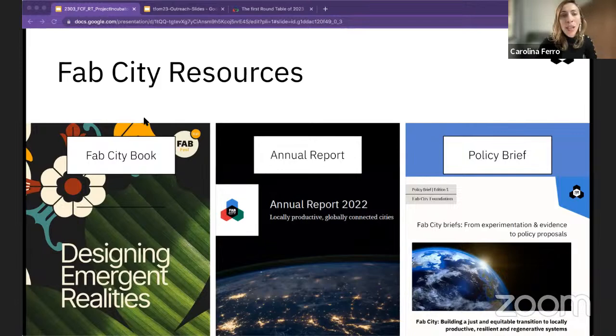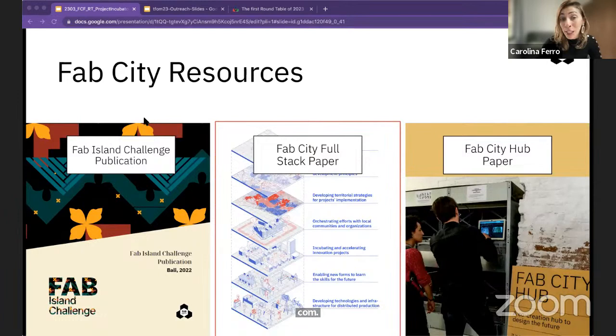We also developed the Fab Island Challenge publication that explains the methodology of the Fab Island Challenge, and also 5 case studies of the challenge teams in Bali. So it's a very complete publication on what happened in Bali and the impact of the challenge on the local community. I really advise you all to take a look, and we expect to have the Bhutan challenge as well. So it's a good intro of how the Fab City challenge works and how we expect to work also in Bhutan.